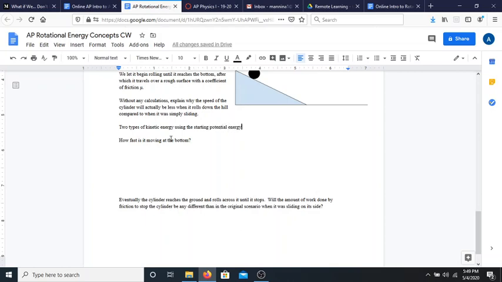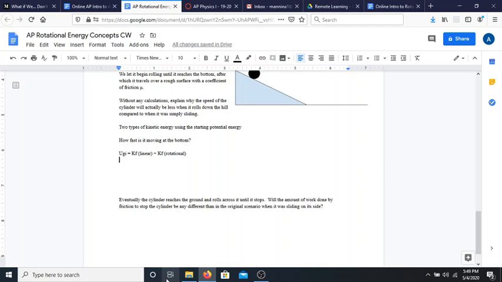All right. Now, we want to figure out again how fast it's moving at the bottom. This time, however, we're going to have to work a little bit differently. Of course, we do the same thing we did before. We write out the law of conservation of energy. Same thing as before. It only starts with potential. Nothing's different about that. But now, at the very bottom, it has 2 types of kinetic energy. So it has linear kinetic energy, and it has rotational kinetic energy.